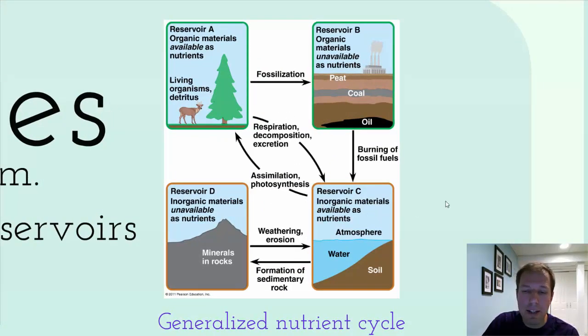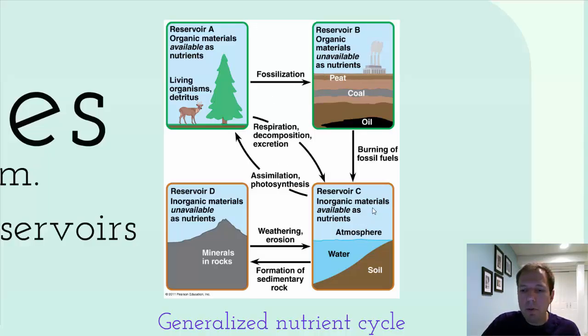This generalized nutrient cycle will give you an idea of some of the major processes going on within this process. So reservoir A is going to be all of the living things within any of the trophic levels. Those living things, if buried, can be fossilized into things like peat, coal, and oil. These fossil fuels are buried, and they're going to be unavailable as nutrients to living things in the future under most circumstances.